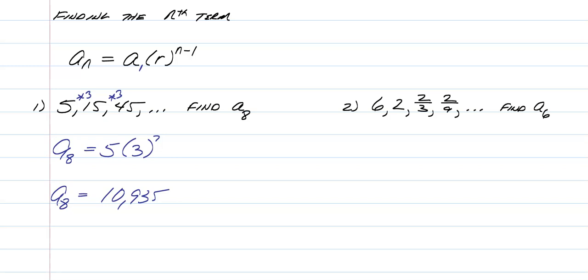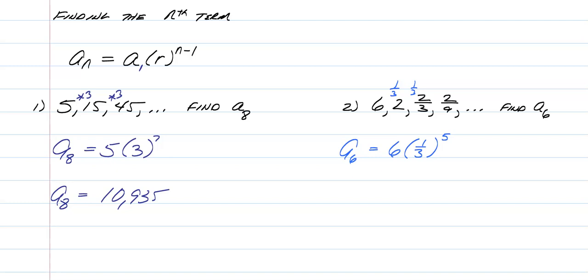Number 2, this one we can see is getting smaller. 2 divided by 6 is 1/3. 2/3 divided by 2 is 1/3. So this is dividing by 3, but still multiplying by 1/3, which would be our rate. So to find a sub 6, we have our first term, which is 6. And we know that the rate is 1/3. And we're going to raise that to the 5th power. Again, your graphing calculator can just do this for you. All you really have to do is type 6 times 1/3 to the 5th power, and it will give you the answer.